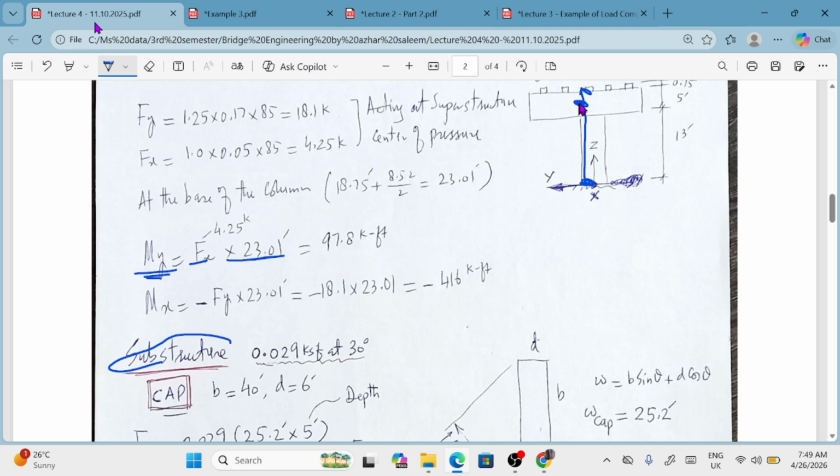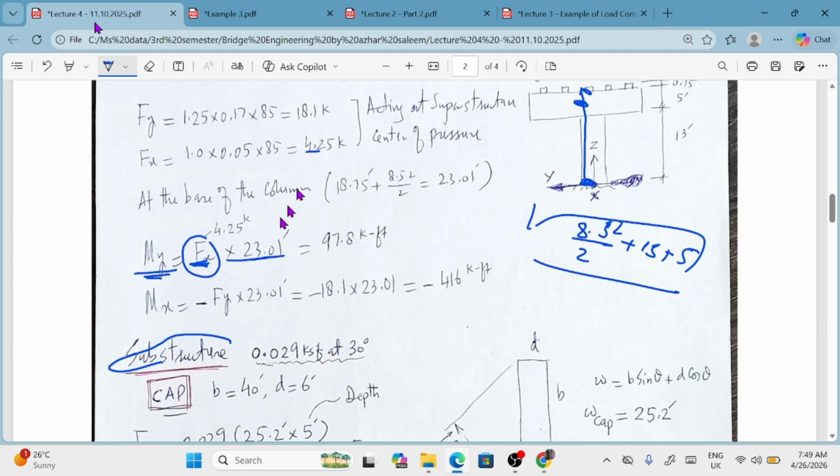So the mid of the superstructure is 8.52 divided by 2, plus 13, plus 5 for the pile cap. This is 23.01. If we calculate My, then we use Fx, which is 4.25 multiplied by its height, which gives 97.8 kip-feet. The moment will produce 97.8 kip-feet.